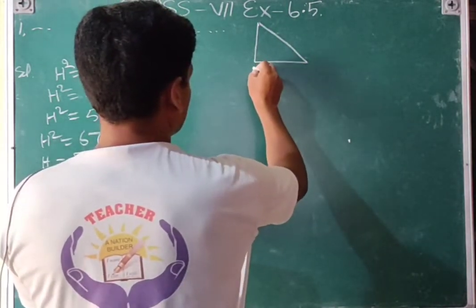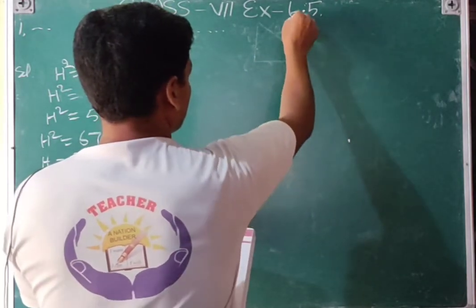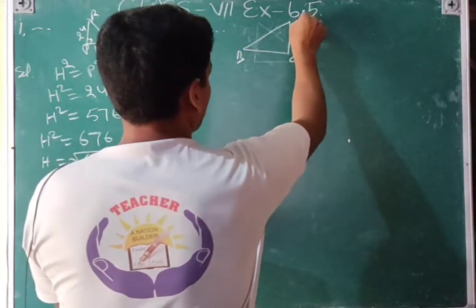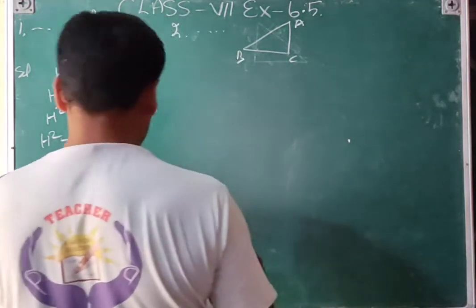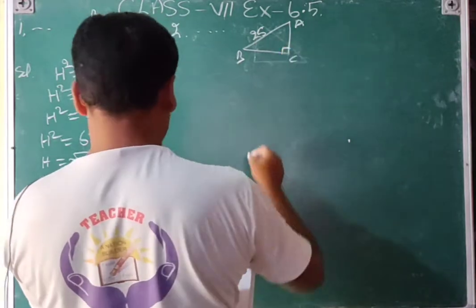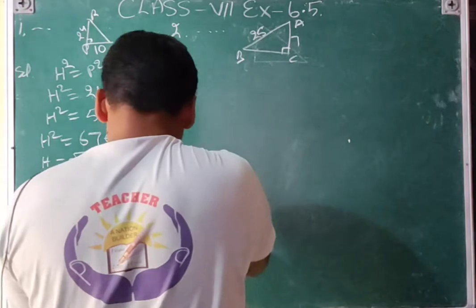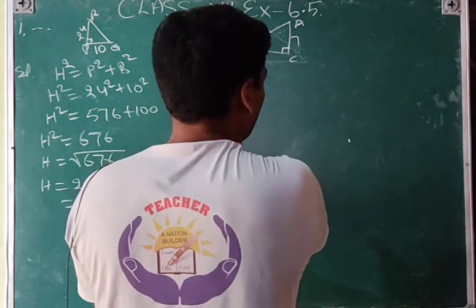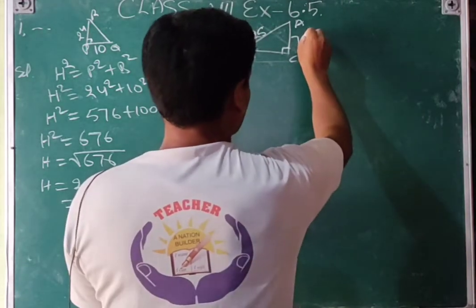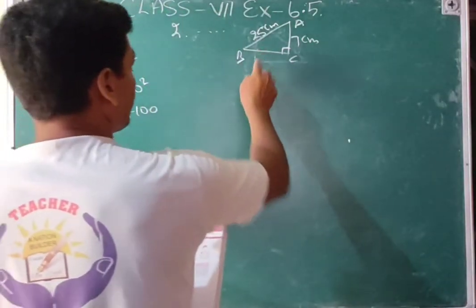So draw the diagram like this, because C is coming here: B, C, A. So AB is equal to 25, it means hypotenuse is given, and AC is equal to 7 centimeter. So we need to find the base.